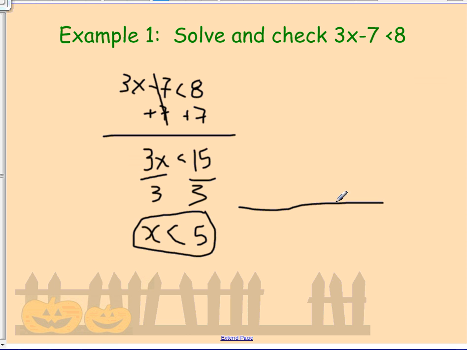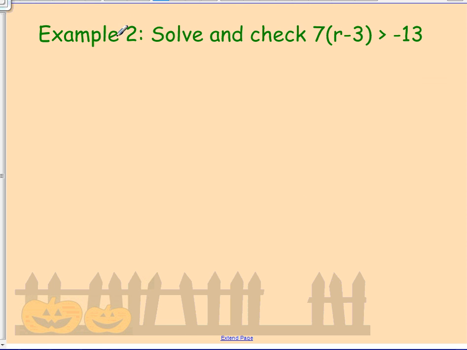So if I were to graph this, I'm just doing a very simple basic graph. This is how your graph should look. Because it's a less than sign, I'm going to use an open circle, and it's all the numbers less than 5. So it's going to be going to the left, because if you remember the arrow. All right, let's do another example.